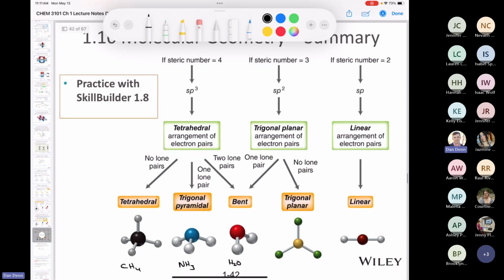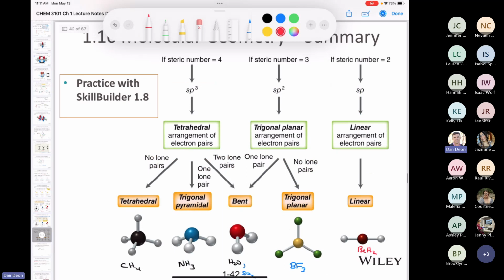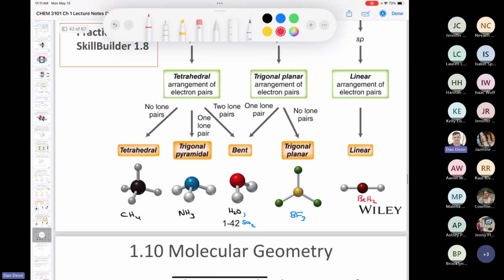If you have a steric number of 3, if you have 1 lone pair, it's going to be bent. An example of that would be something like sulfur dioxide, SO2. You can take the time to make that Lewis structure, or boron trifluoride, if it's got 3 bonds and no lone pairs. And then linear, the example that he used in the book was beryllium hydride, BeH2. All right, so there you go. So now you see the relationship between steric number, hybridization, electron geometry, and molecular geometry. They're all summarized on this slide.